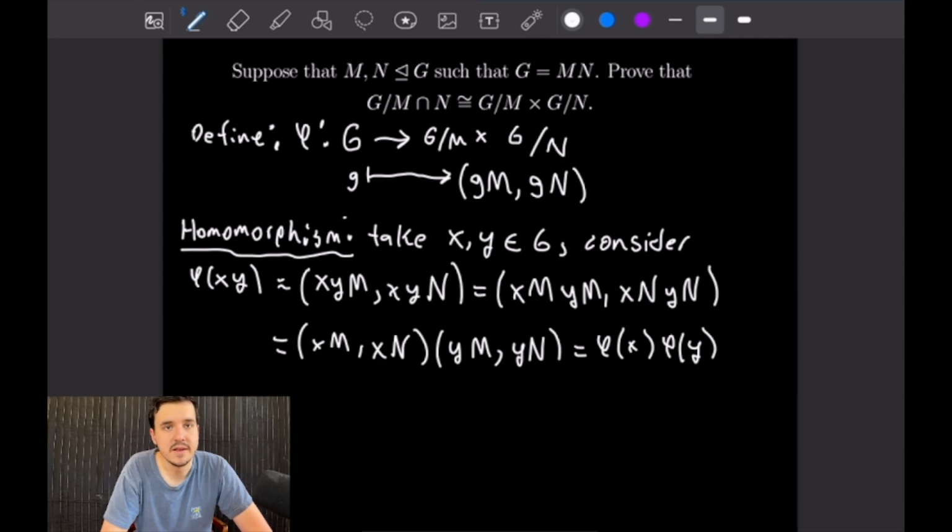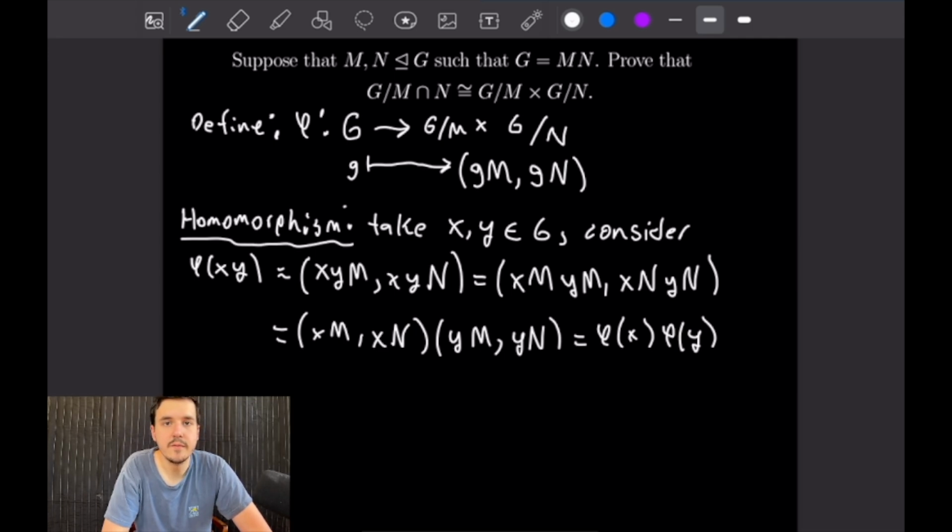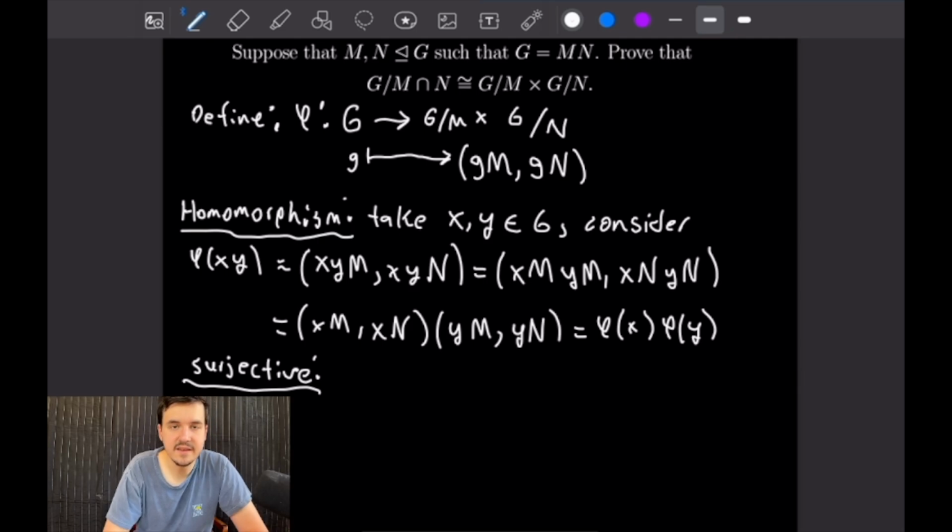Now what we want to do is look at the image and the kernel. One of the methods we used in the lecture video corresponding to this example video was that we can prove the function is surjective to prove what we want to know about the image. So if we can prove that our function is surjective, we will prove that the image of our function is equal to G mod M cross G mod N, which is all we need for our setup for the first isomorphism theorem. So let's get into a surjectivity proof for this function. To prove that this function is surjective, we're going to have to use the two facts that we were given in the problem.